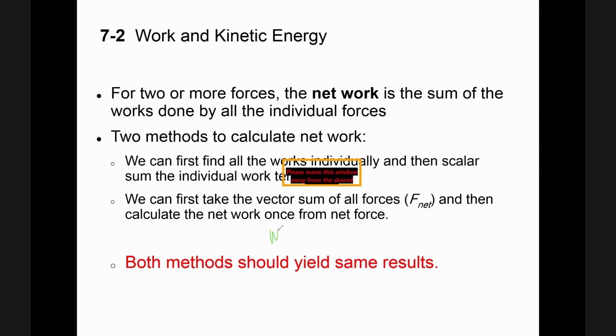The total work, the first method is what? Work 1 plus work 2, I find the individual works, plus work 3, all the forces affecting the object, plus work 4. Another method: the total work is F net, the net force, dot the net displacement. You have the right to use this method or that method. Okay, let me see questions.